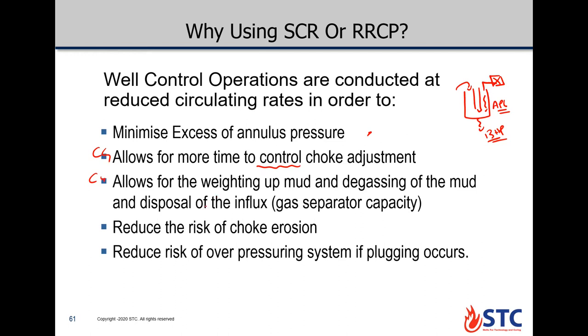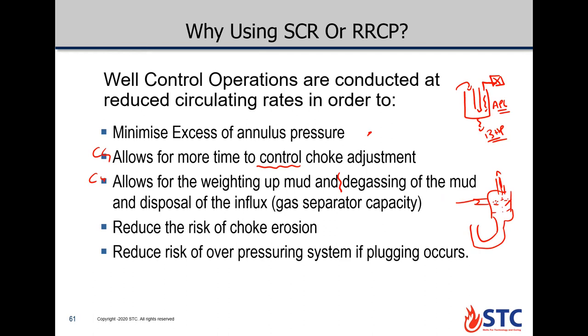If you want to use the weight and wait method, you need to prepare your kill mud weight while killing the well. So you need to have some time, and SCR or slow circulating rate supports you for this issue, okay? Also, it helps with the degassing of the mud and disposal of the influx from the mud gas separator. As you know, the mud gas separator has a capacity, okay? Once the influx enters the mud gas separator, there is a bubble and the gas starts to come out from the well.